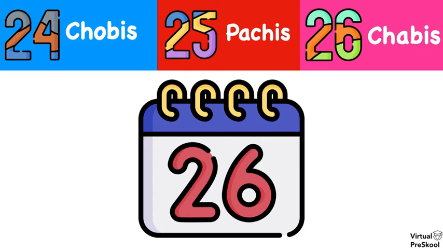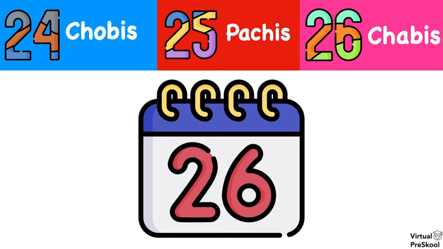Chabbis. So chabbis and chobis sound really similar, don't they? But they're totally different numbers. Chobis is 24. Chabbis is 26. Chobis, chabbis, chobis, chabbis. They're two different things, even though they sound so similar.